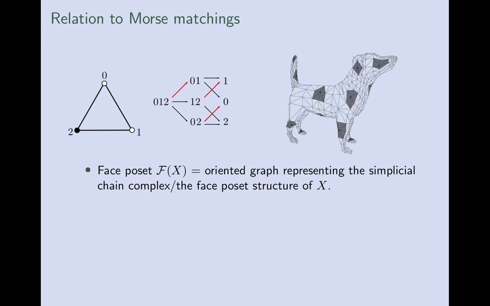And these discrete Morse functions are, of course, a discrete analog of smooth Morse functions on manifolds in general. In particular, discrete Morse matchings can be thought of as a discrete analog of the gradient flow of a Morse function on a given manifold. Okay, so we now know what a discrete Morse matching is, more or less.